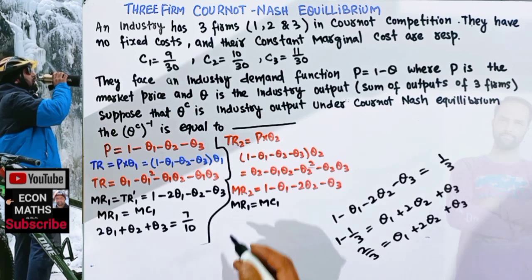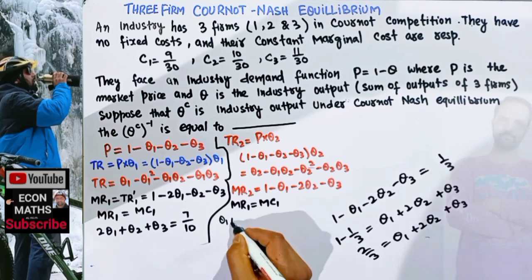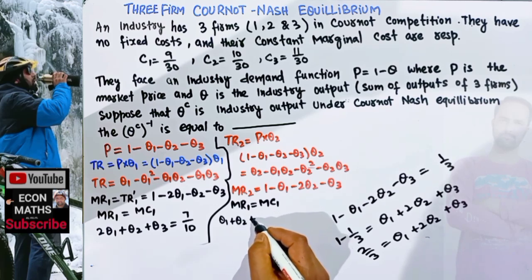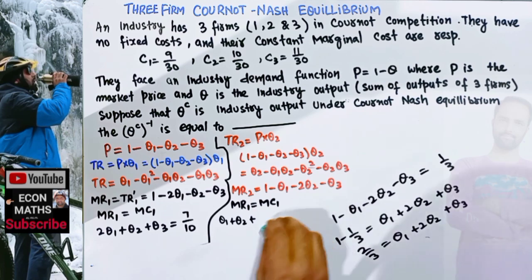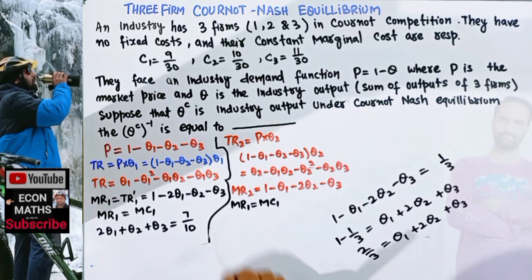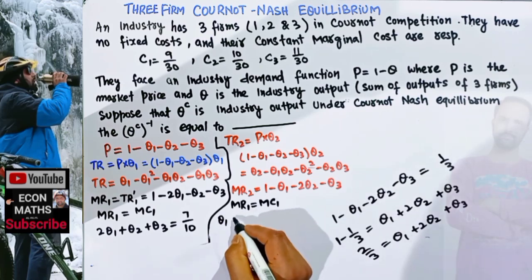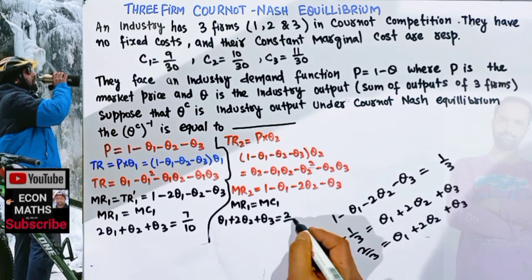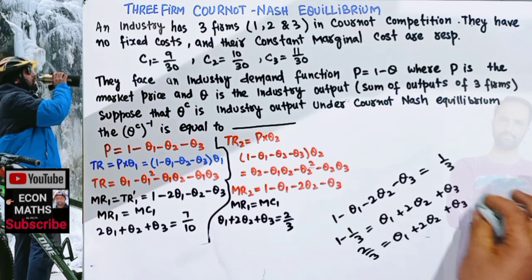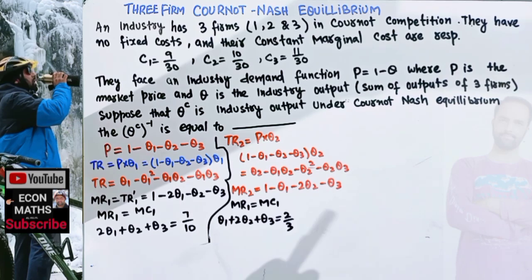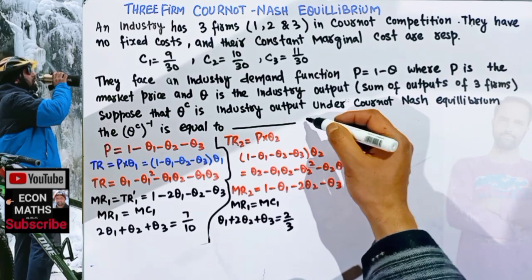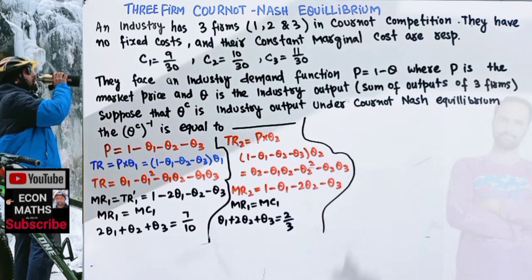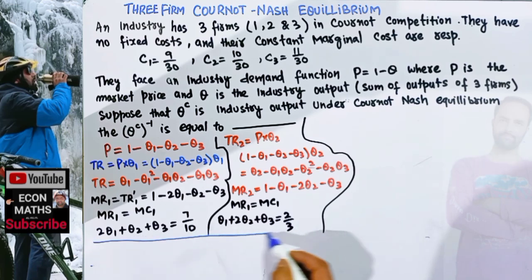Okay, so we will get another equation, that is Q1 plus twice Q2 plus Q3 is equal to 2 upon 3. Symmetrically, if we solve for Q3, what will I get? Simple thing. I will leave that for you as an exercise.